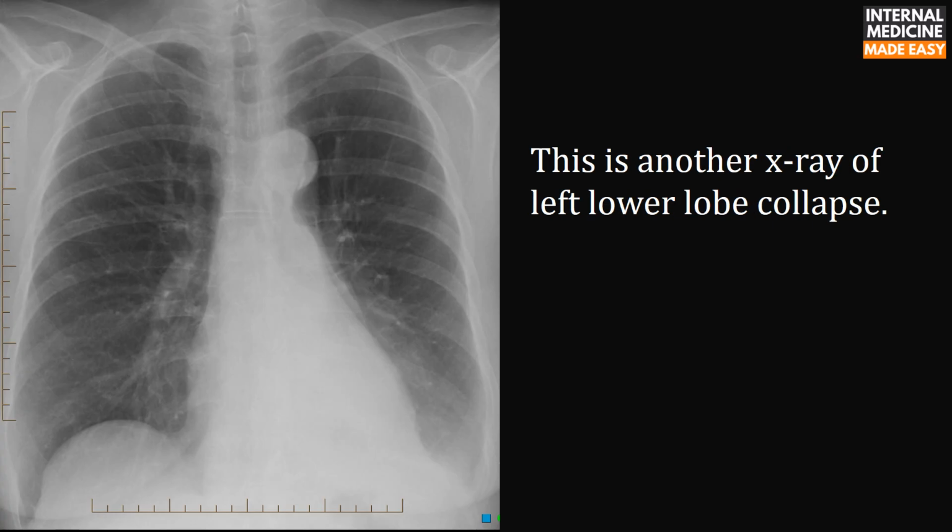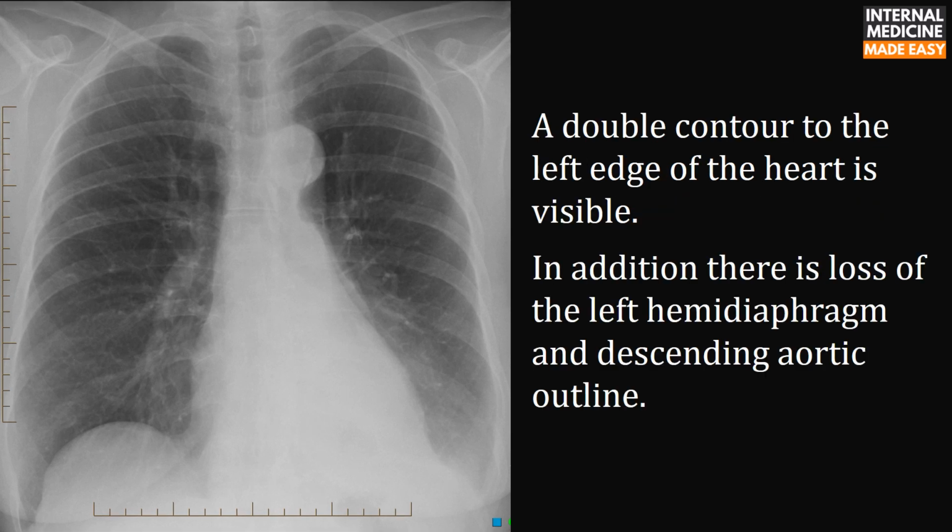This is another X-ray of left lower lobe collapse. A double contour to the left edge of the heart is visible. In addition, there is loss of the left hemidiaphragm and descending aortic outline.